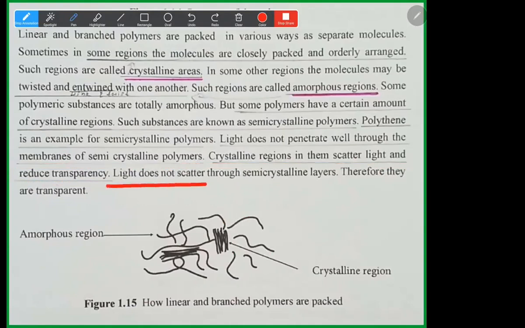Light does not scatter through the crystalline layer. Therefore, they are transparent. Okay, so this part is transparent. This is translucent. You can check even with wax cloth or any sort of polymeric material. If you look through it at light, you will see this. It's not always very clear, but this clear sheet is very clear.